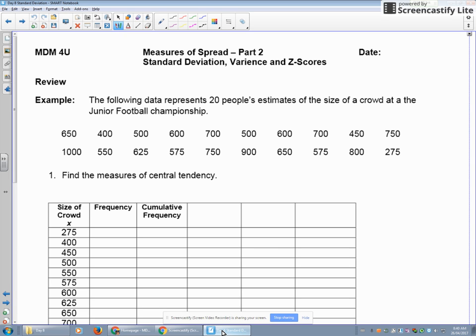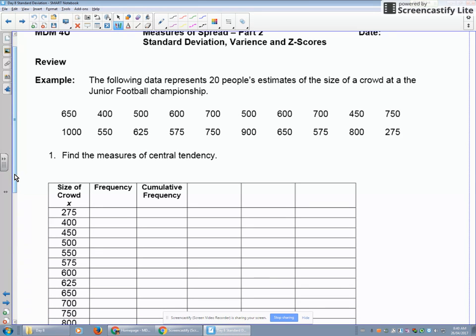Okay, so we're continuing on taking a look at our measures of spread. So we're wondering about how spread apart our data would be. We've talked about a range, but that's only one piece of information. There's other pieces of information that can help us understand how spread out our data is.